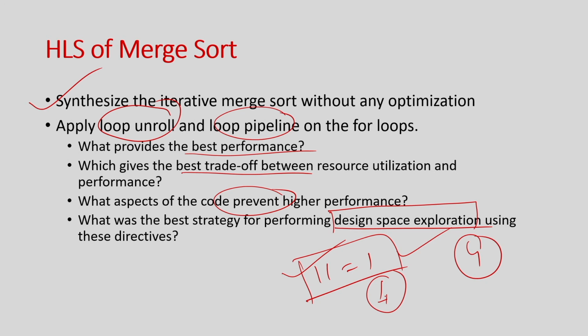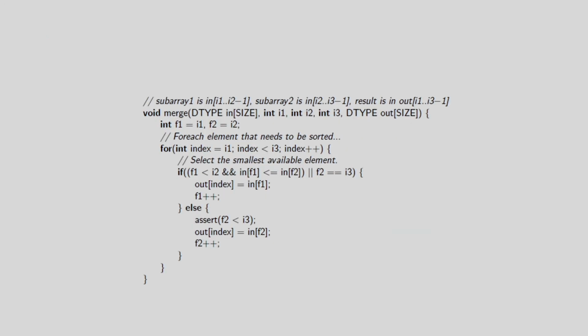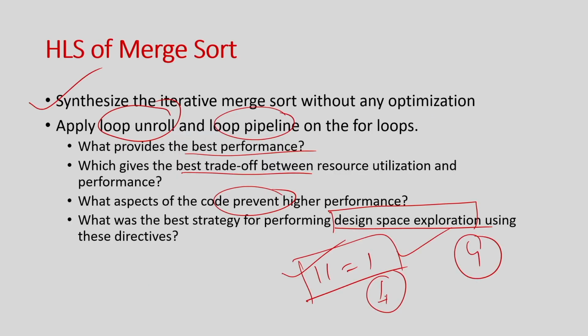So once you apply this, you will notice that you won't get II equal to 1 even if you apply loop unroll and pipeline, specifically the pipeline to the innermost loop, and it says that it is not able to generate II equal to 1 because of some reason. So it will give you some reasons, right. Then you have to look into the code to see what causes the problem, what creates the obstacle for me to get the best hardware, right.